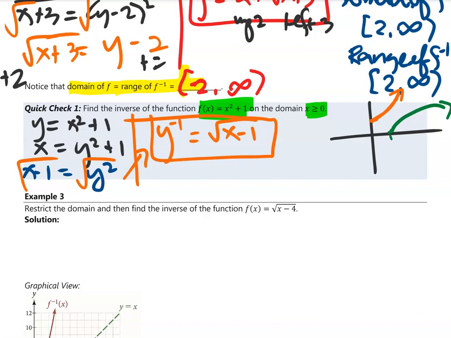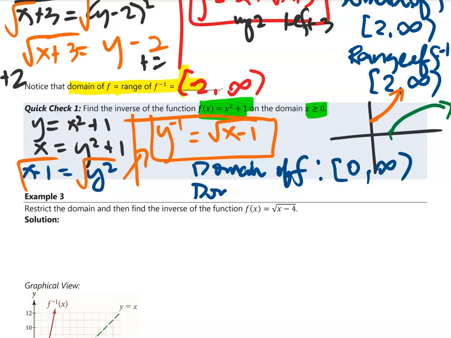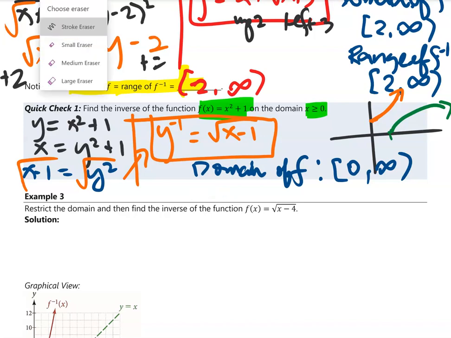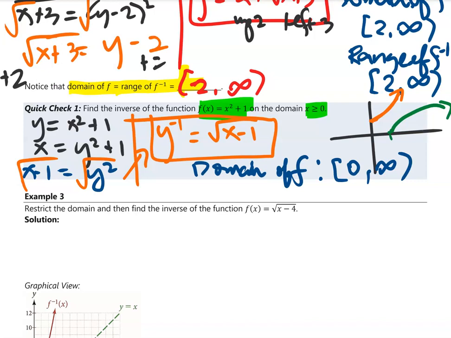Now, what is the domain? The domain of f is from, yes, since it's given here, greater than or equal to 0 or from 0 to infinity, and the range of the inverse is, yes, the same, 0 to infinity.